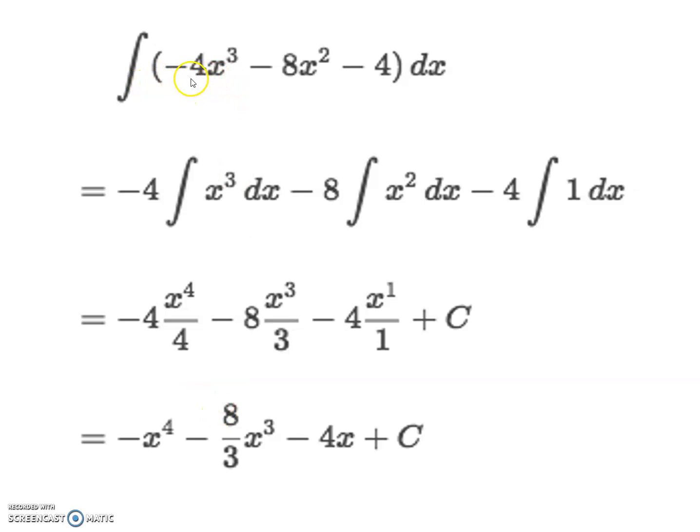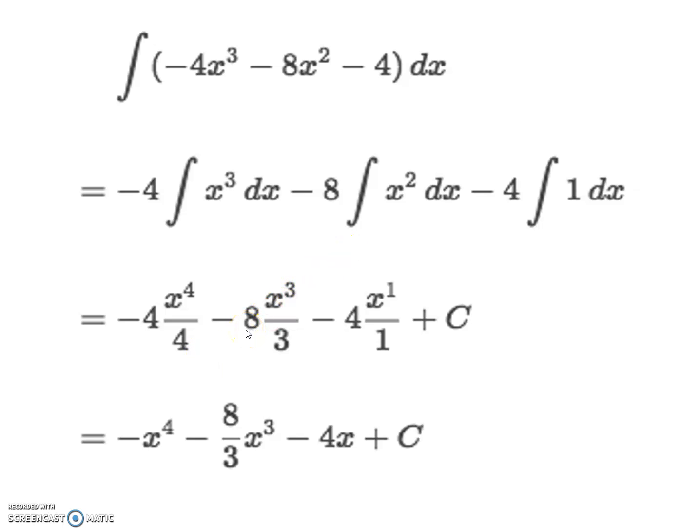Now the integration of minus 4x cube minus 8x square minus 4 dx. We have to separate the constants and the signs. Minus 4 we have to take outside the integral, x cube dx is there. We take minus 8 common, the integral of x square dx is there, and minus 4 common, 1 dx is there. Integration of each term is possible. That's why minus 4 remains as the same. We know that the integration of x raised to n is x raised to n plus 1 upon n plus 1. That's why the integration of x cube is x raised to 3 plus 1 upon 3 plus 1. It is exactly x raised to 4 upon 4.